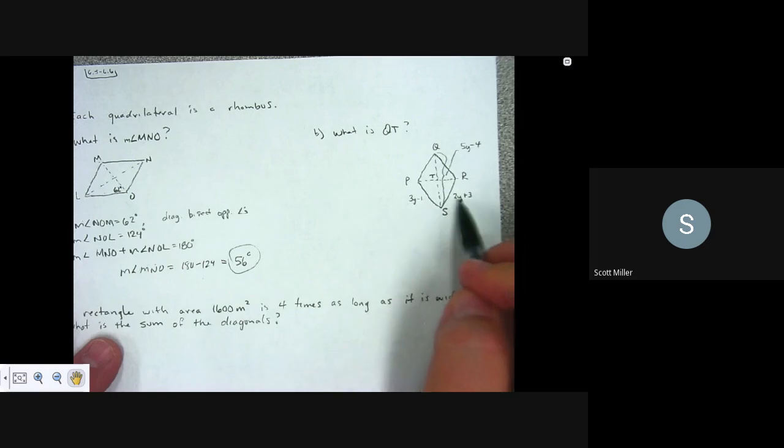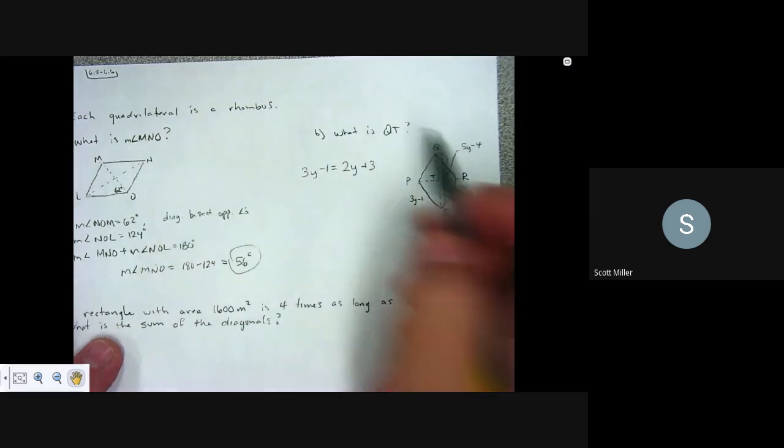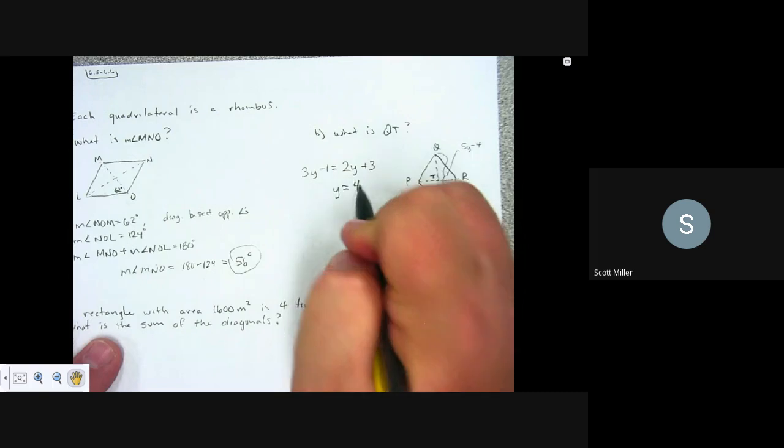Because of the expressions, I need to find what y is. Because this is a rhombus, I know the two sides are of equal length, so then I can write the equation as such, and then solve for y. So moving things around and all that kind of stuff, and you're going to get y is equal to 4.